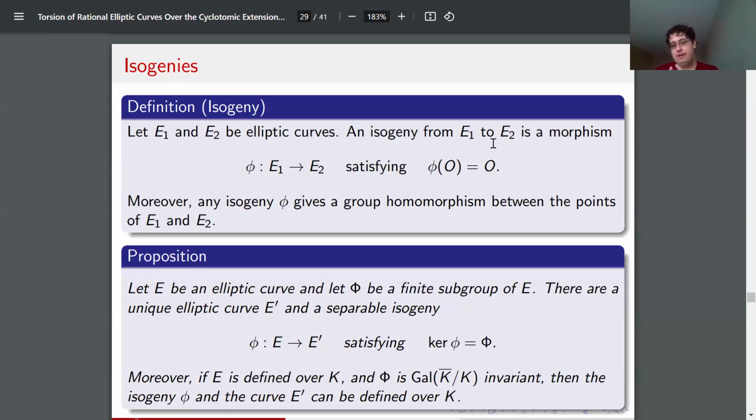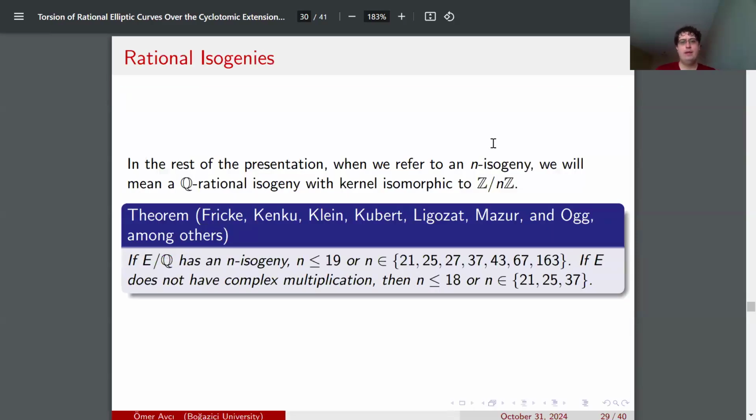So basically, we will be dealing with finite subgroups of E, so they will be torsion groups. And then we will look if they're Galois invariant. So rational isogenies will carry a significant role in the presentation. When we say an isogeny, we mean a Q rational isogeny with kernel isomorphic to Z modulo n. So it also means a subgroup of E isomorphic to Z modulo n, and it should be fixed under the Galois Q bar over Q action.